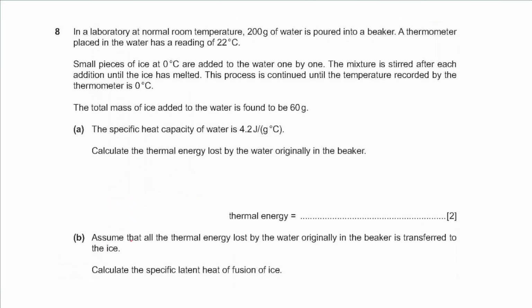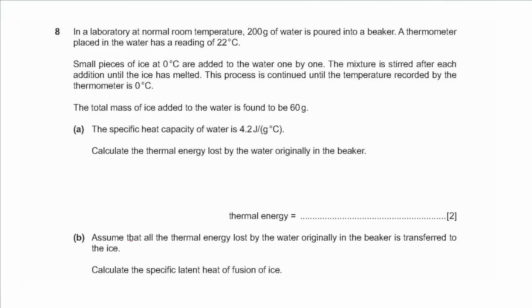Question 8 says, in a laboratory at normal room temperature, 200 grams of water is poured into a beaker. A thermometer placed in the water has a reading of 22 degrees Celsius. Small pieces of ice at 0 degrees Celsius are added to the water one by one, and the mixture is stirred after each addition until the ice has melted. This process is continued until the temperature recorded by the thermometer is 0 degrees Celsius. The total mass of ice added to the water is found to be 60 grams.